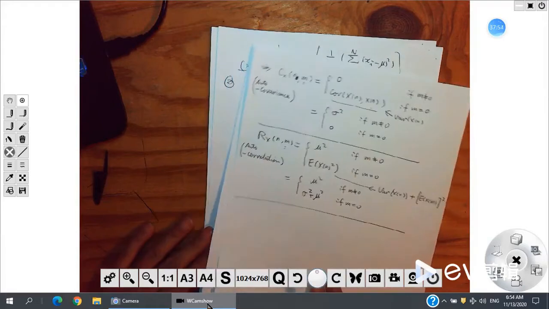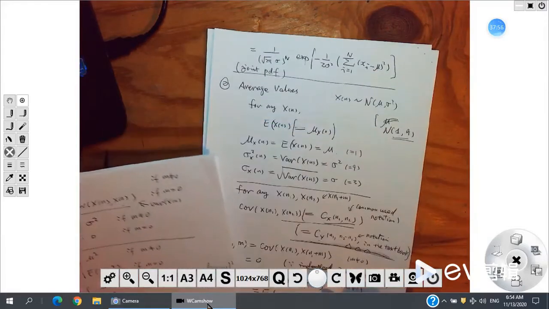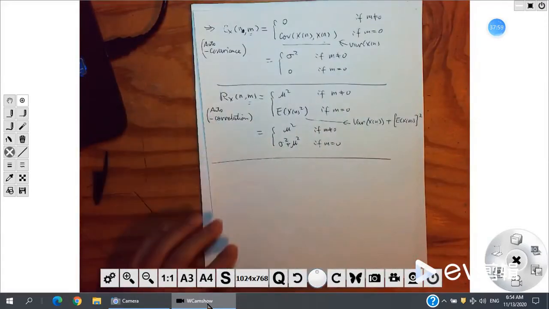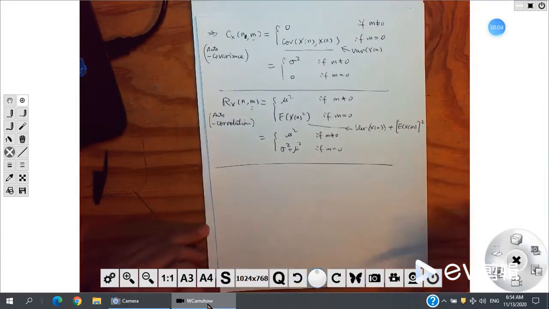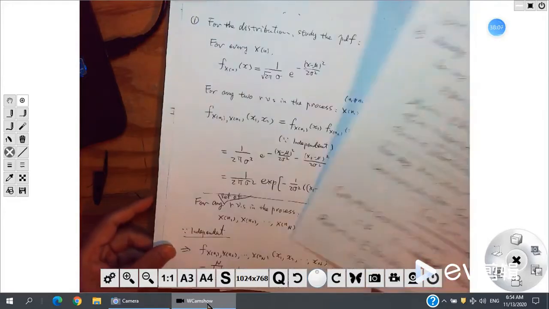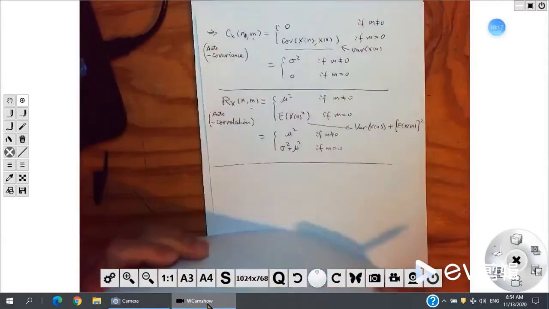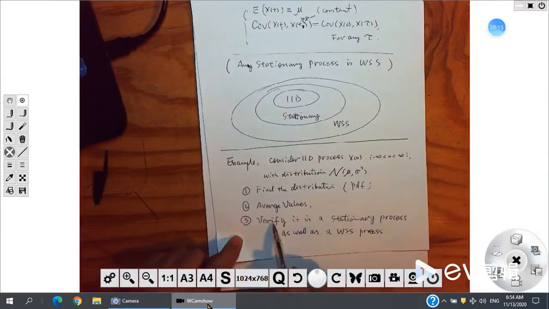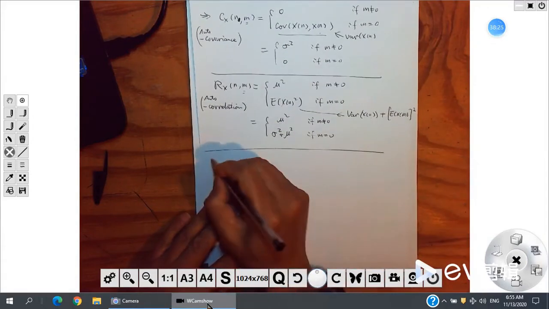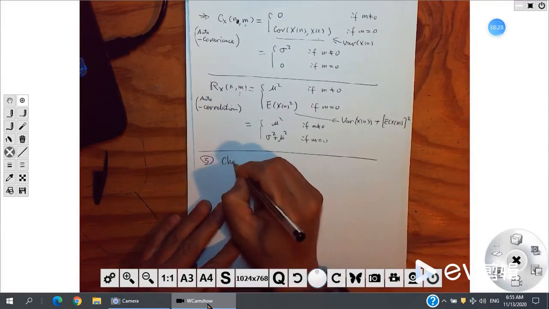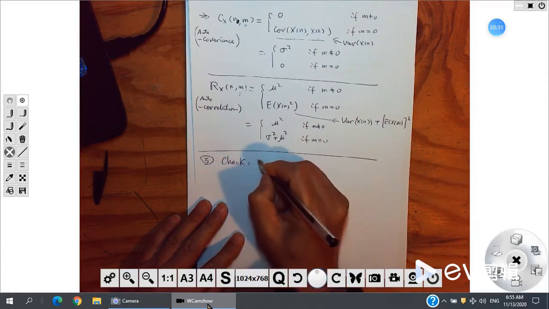We have finished all the calculation, right? We finished two parts of this example, and I have the third one. I remember I have a third one. That's it. We want to verify it is a stationary process as well as a wide-sense stationary process. Then we can check, 3. Check stationary.